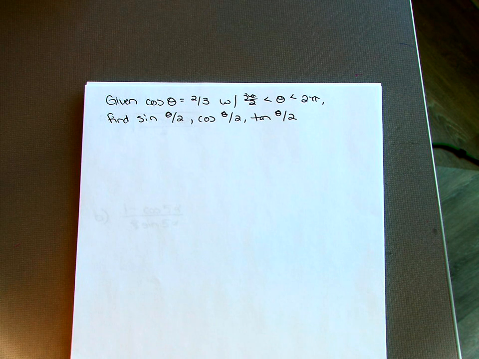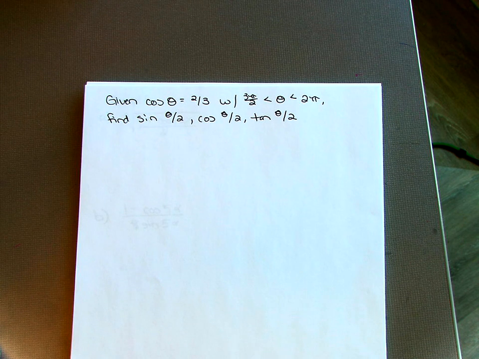Yeah, it put us in the 4th quadrant. But are we trying to find theta, or are we trying to find theta over 2? What are they asking us to find? Do they want us to find stuff in terms of theta or in terms of theta over 2?